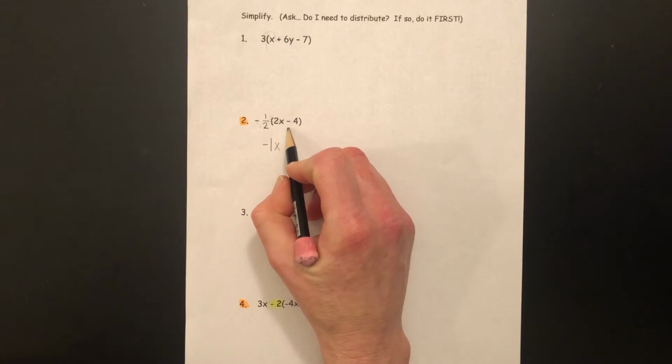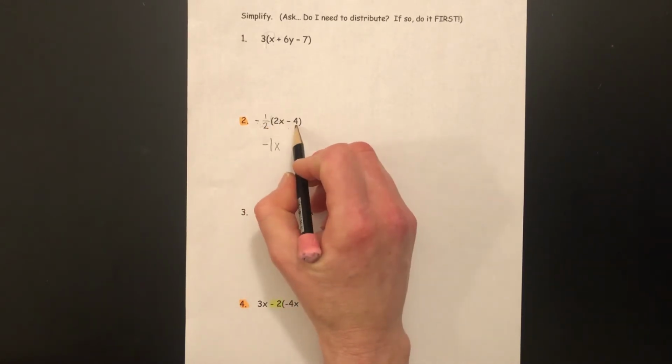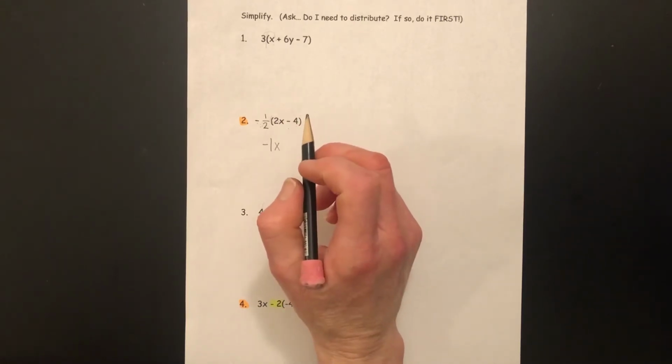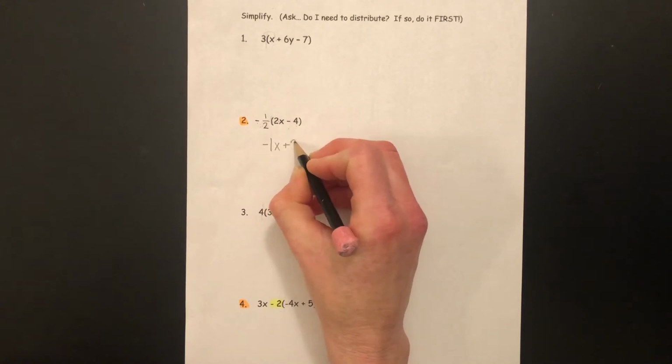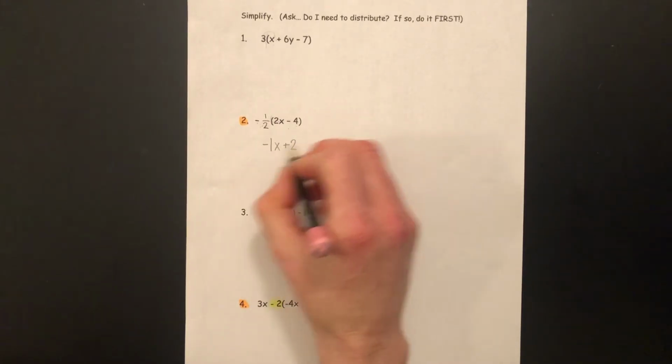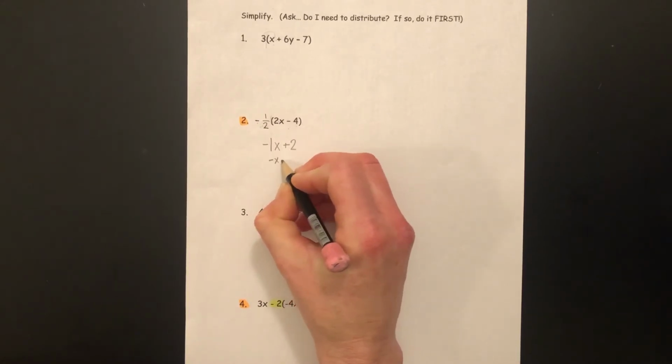Then you've got -1/2 times -4. Half of 4 is 2. So -1/2 of -4 is 2. And it's positive because 2 negatives make a positive. So to write that in its simplest form, I would write it like this.